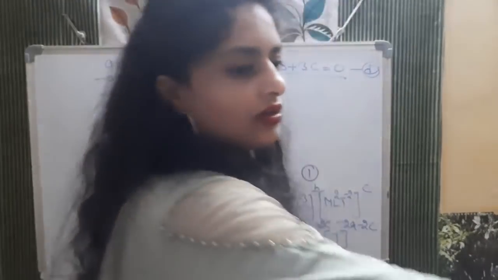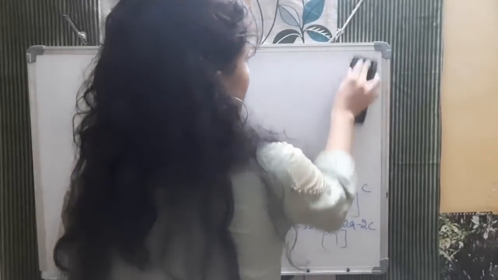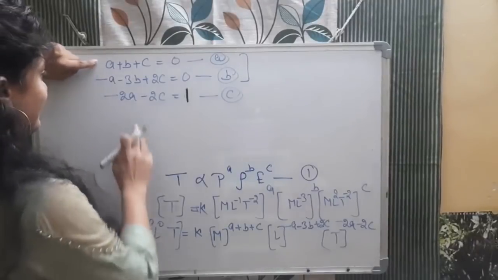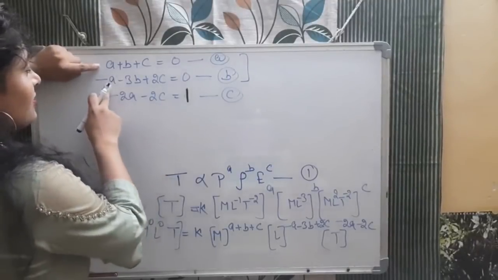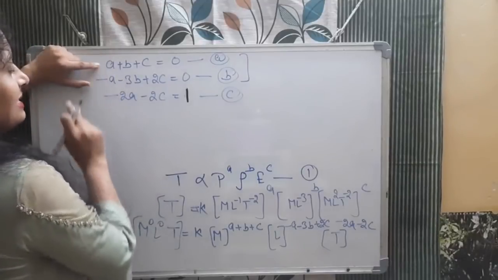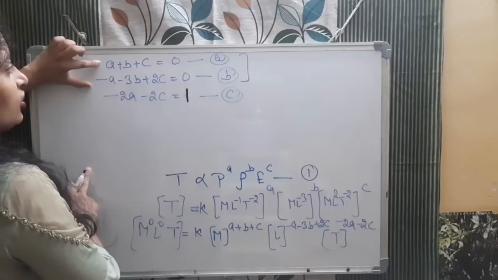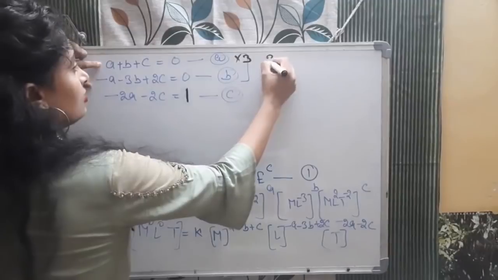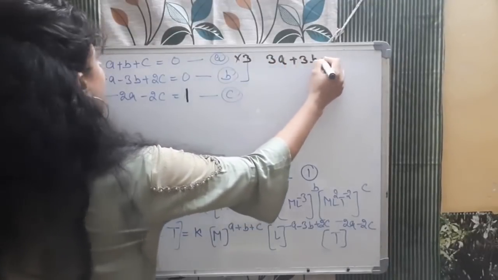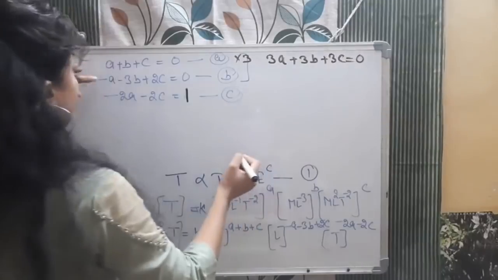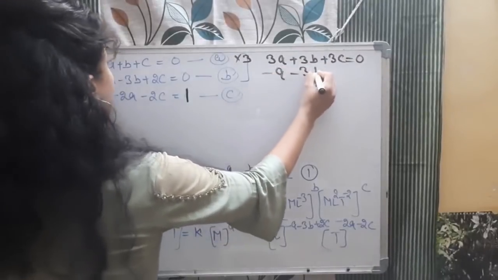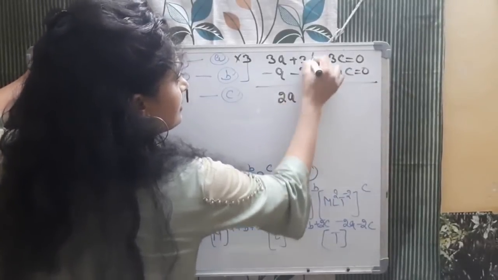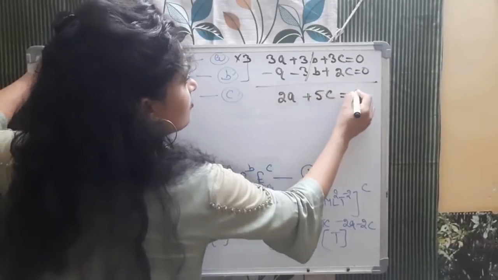Now what we will do? We will solve these equations in such a way that we will get rid of one variable out of A, B, C. So how we will do? When we see these, in this A and C are present. In this we need to cut it so that only A and C are present. So we will multiply this with 3 and then we will add. So what you will get? 3A plus 3B plus 3C is equal to 0. And here minus A minus 3B plus 2C. Now you add these two equations. What you will get? 2A, this will cancel out, plus 5C is equal to 0.